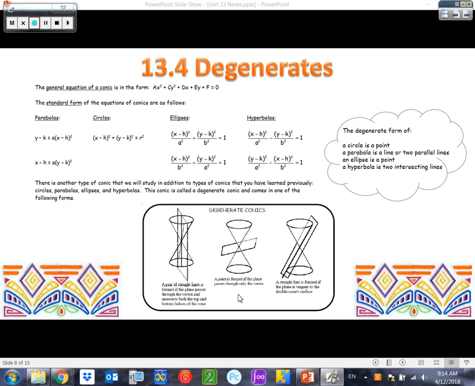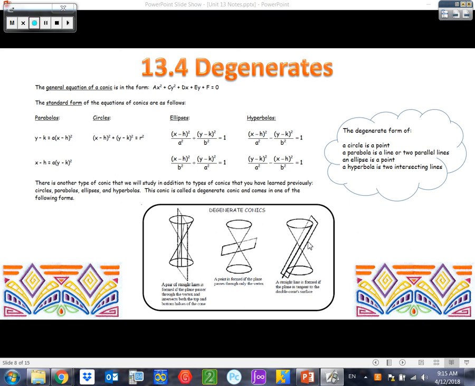Well, there are other things that can happen besides those things. And this puts us into the realm of degenerate conics. So it is possible for the slice to go straight through the middle, which would create two intersecting lines. That's possible. It is possible for the intersection to go right in where the two cones meet, and that would give us a point. It is also possible for it to slice this way, which would give us a line. So there are different ways it could be sliced besides what we're used to.